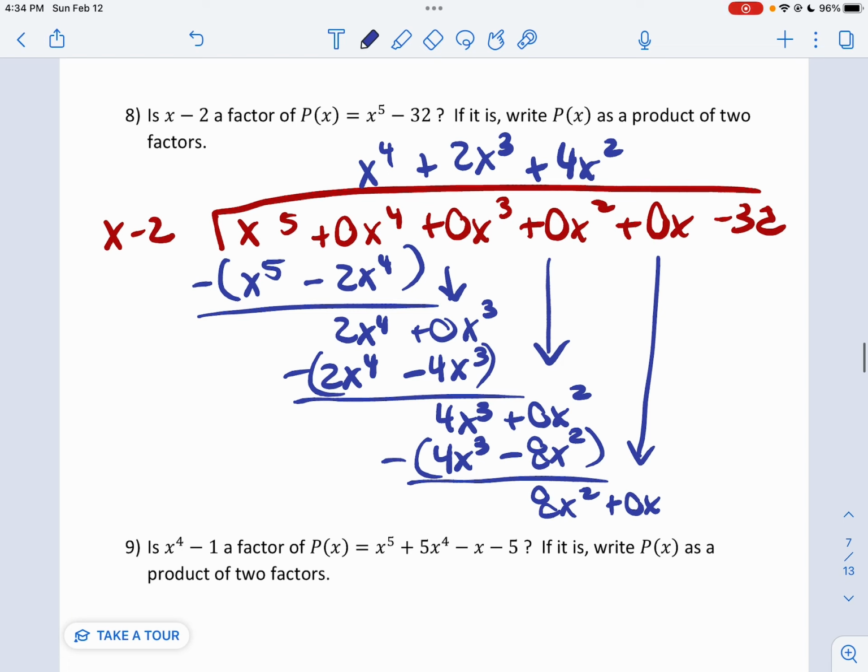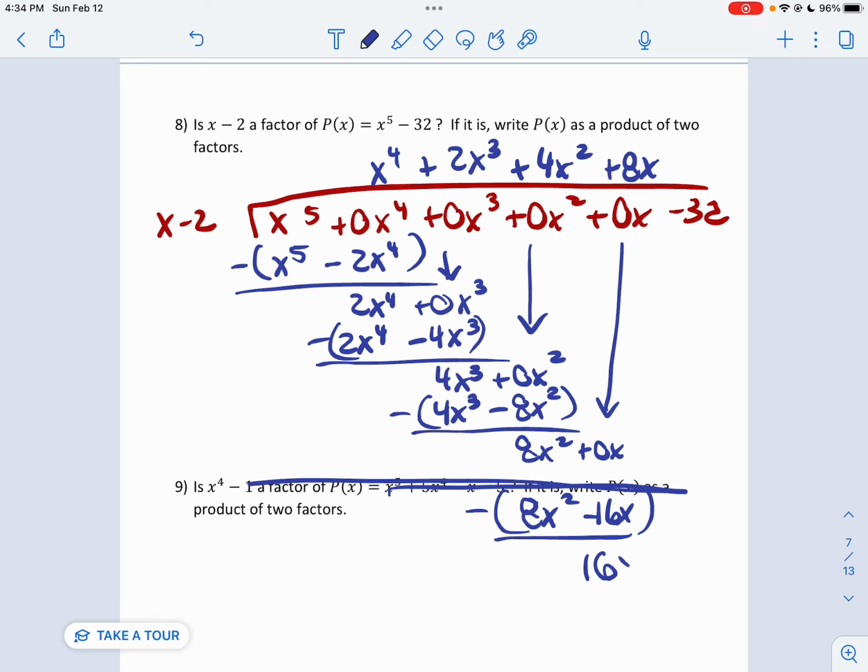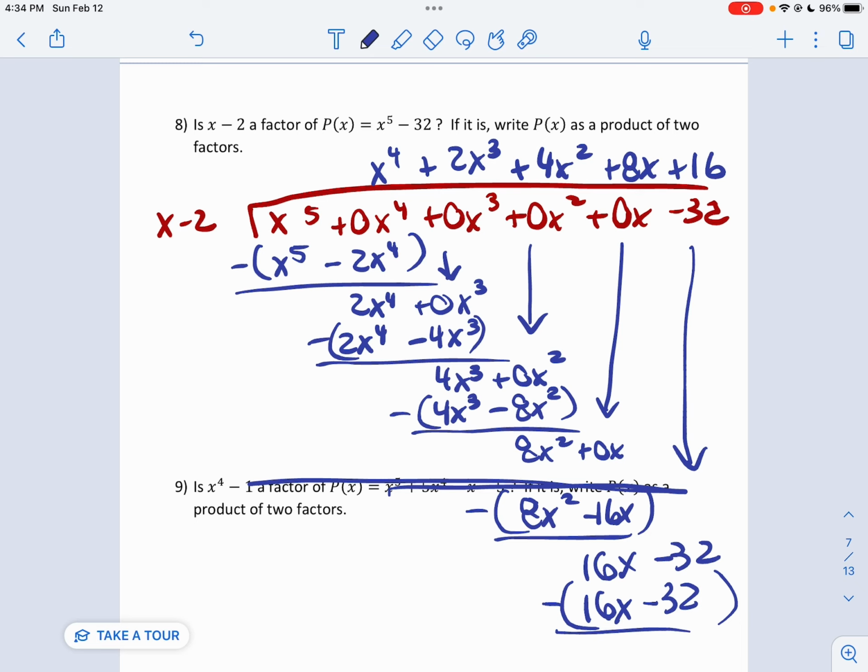So now I say, does x go into 8x squared? It does. I have to multiply it by 8x. So this is 8x squared minus 16x. I subtract the whole thing. So this is 16x. I bring down the next piece. X goes into 16x 16 times. And when I multiply, I actually get that I do have a remainder of 0.